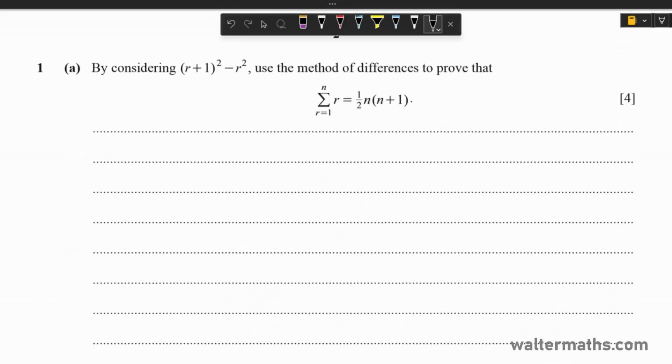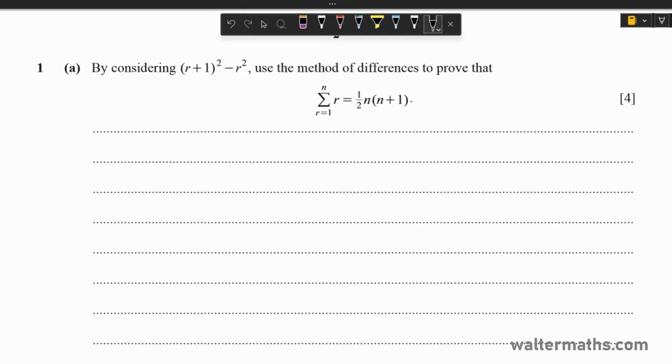Alright, so we're starting with question number 1. It says, by considering r plus 1 squared minus r squared, use the method of differences to prove that the sum to n of terms of the form r is equal to half n of n plus 1. Alright, so let's work this question out. Here, they want us to make use of r plus 1 squared minus r squared.